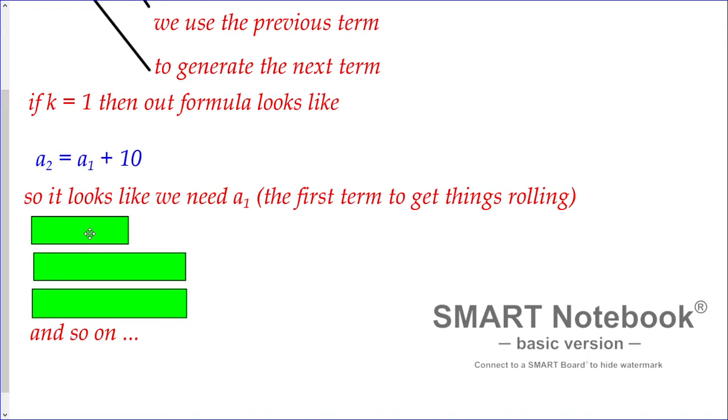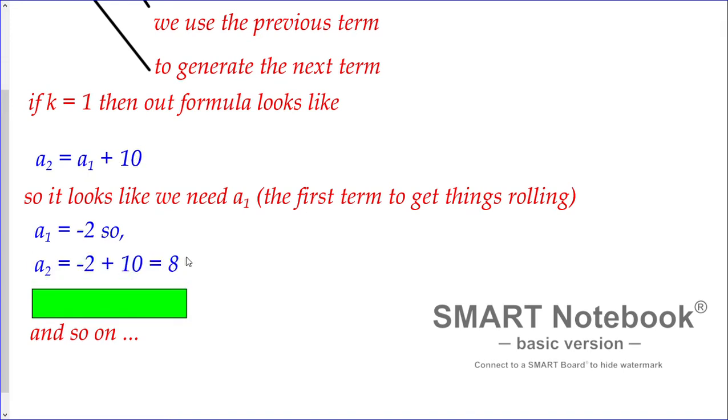So let's have a look here. A1 is going to be minus 2. Now we can get the ball rolling. Minus 2 plus 10 will give us the next term, and that is 8. Now we use A2 to generate the next term, A3. So now we have A2 is equal to 8 plus 10 to generate the next term, so that's 18, and so on and so forth. This one just appears to be adding 10 to the previous term every time, so plus 10, plus 10, the next one will be 28, then 38, and so on. Okay?